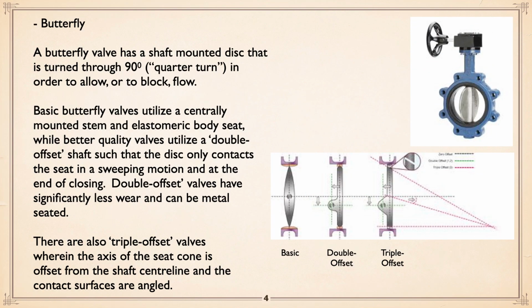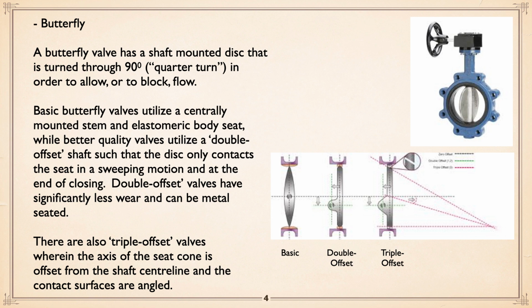Butterfly valves. A butterfly valve has a shaft-mounted disc that turns through 90 degrees, a quarter turn, and they're referred to as quarter turn valves, to allow or block flow. The basic valves have a centrally mounted stem with an elastomeric body, while better quality valves use a double offset shaft such that the disc only contacts the seat in a sweeping motion at the end of closing. Double offset valves have significantly less wear and can be metal seated.